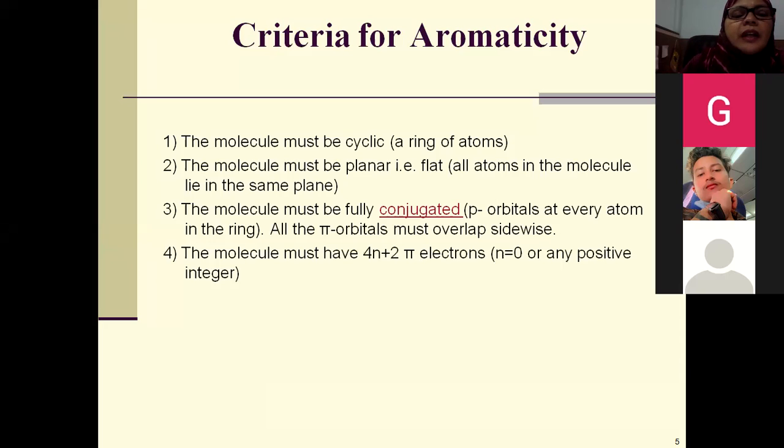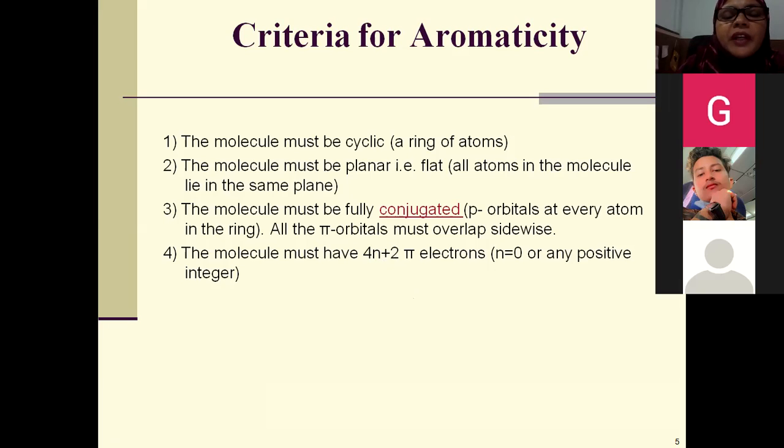The fourth criterion is that the molecule must have 4n plus 2 pi electrons. So what is this 4n plus 2 pi electrons? This is basically a rule known as Huckel's rule. If we are saying that a molecule is aromatic, then it must satisfy Huckel's rule. In Huckel's rule, 4n plus 2, n is an integer, any positive integer from 0, 1, 2, 3, 4, 5. So any integer we can take as n.